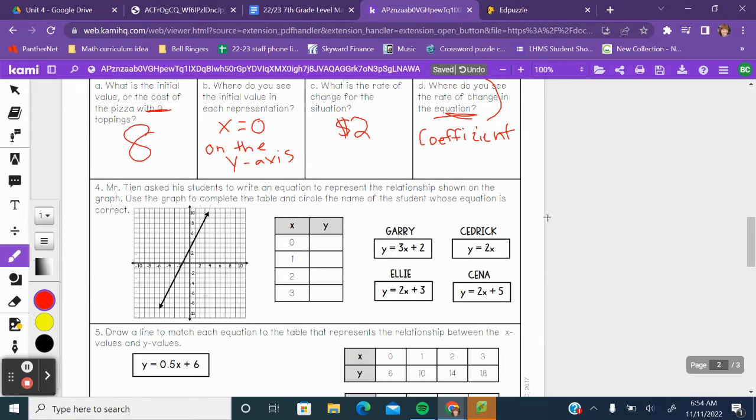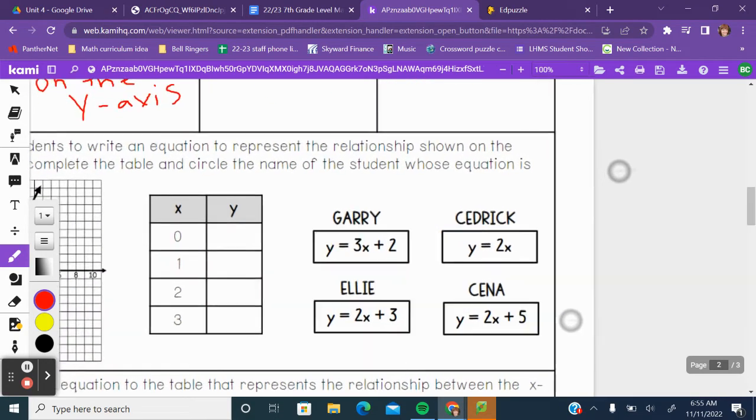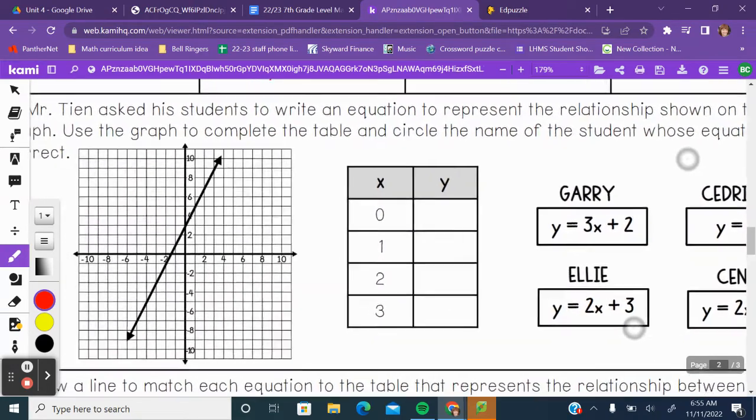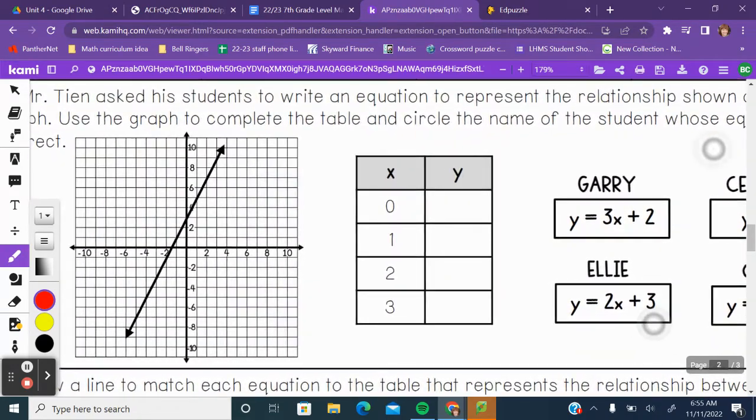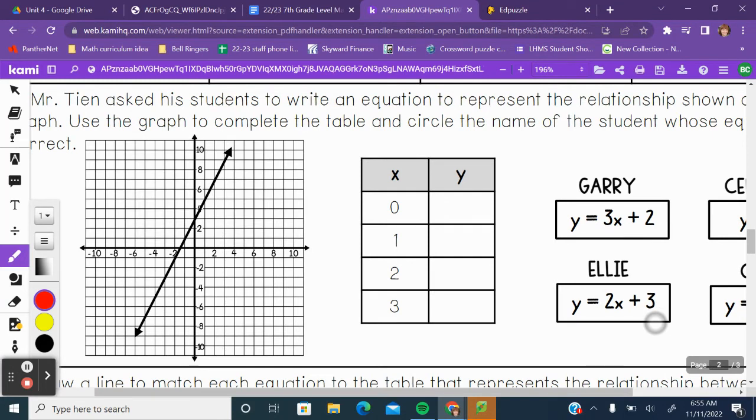We're just learning. Okay. Mr. Teen asked his students to write an equation to represent the relationship shown in this graph. Use the graph to complete the table and circle the name of the student whose equation is correct. So let's make this a little bit bigger because of my old eyes.